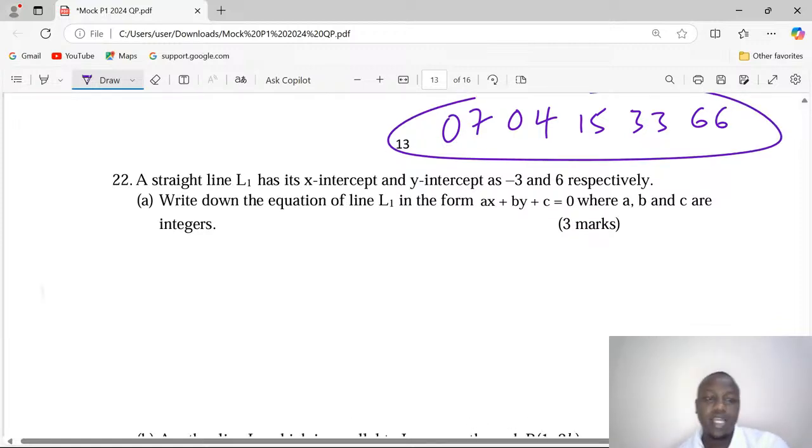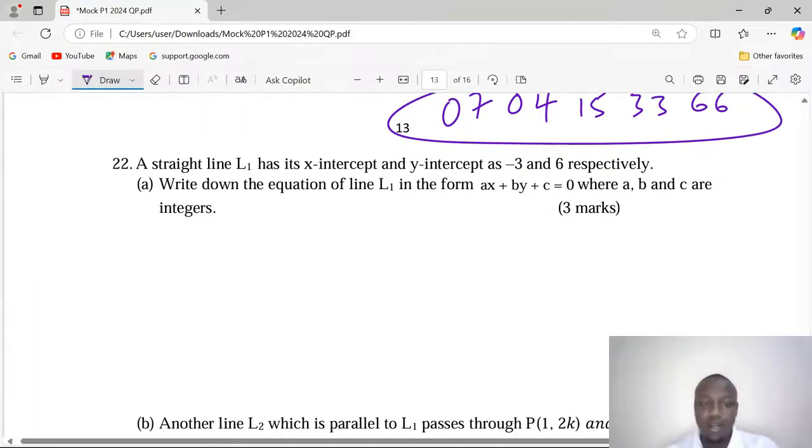A straight line L1 has its x-intercept and y-intercept as -3 and 6 respectively. Write down the equation of L1 in the form ax plus by plus c equals to 0, a, b, and c being integers. So at the x-intercept, x-intercept means in case the line cuts the x-axis, it will do so at -3. In case it cuts the y-axis, it shall do so at +6.